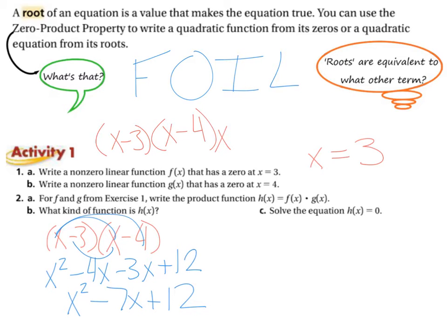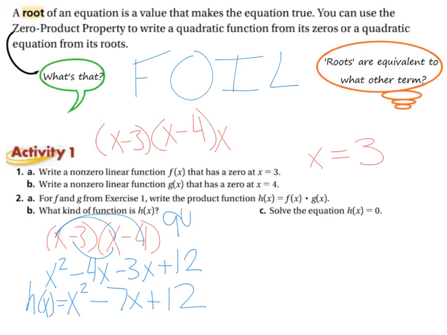So for letter A, number 2, it says to multiply the f of x and the g of x, and I did it. So my new equation, h of x is equal to x squared minus 7x plus 12. For letter B, what kind of function is h of x? This should be kind of obvious because we've been working on these exact functions for several weeks now. Anytime we see an x squared, and this is the highest exponent, that is going to be a quadratic function. And this is in standard form. So my answer is quadratic function.